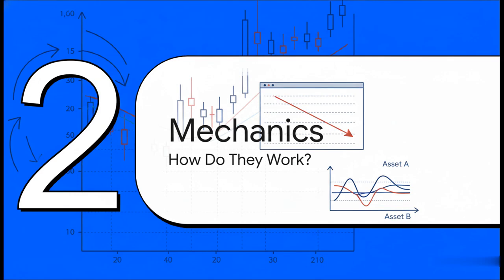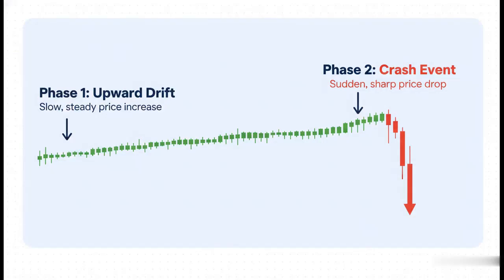All right, so we know what they are. Now let's get into the mechanics of how they actually behave on a chart. This is where their really unique personality starts to come out. The whole thing basically boils down to a cycle of two distinct phases. First, you've got this slow, steady climb upwards. Just a lot of small, little upward movements. They call that the upward drift. And then, bam! Out of nowhere, you get the crash event, a super sudden, sharp spike downwards. And really, the entire game here is about navigating that rhythm between the slow climb and that sudden, inevitable drop.